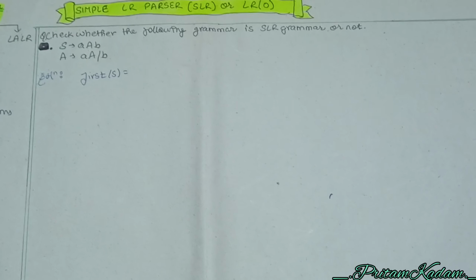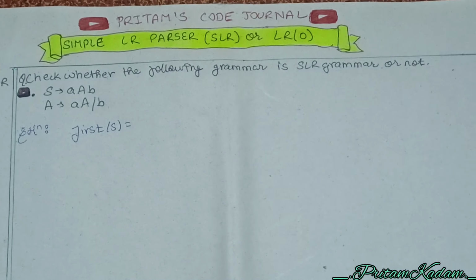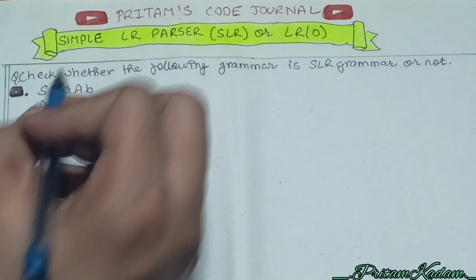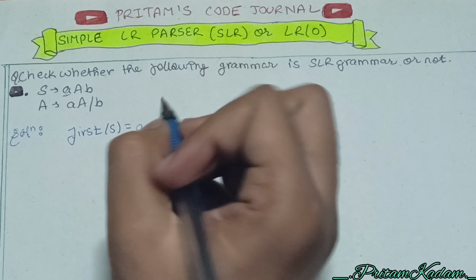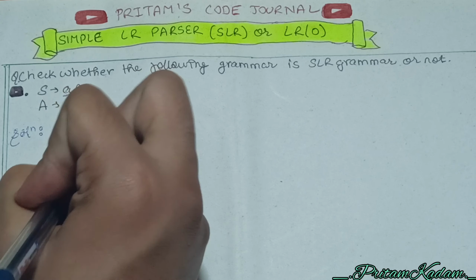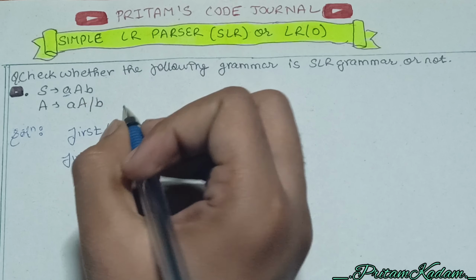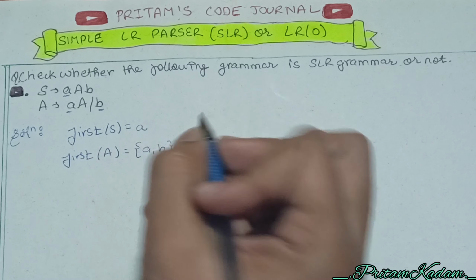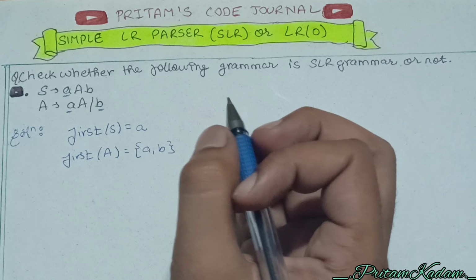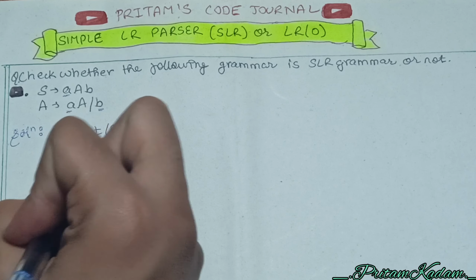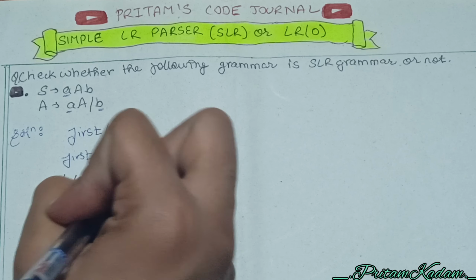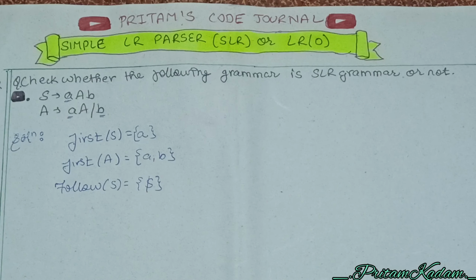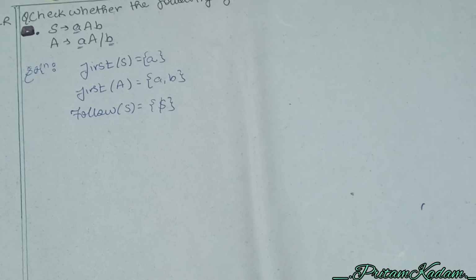Okay, so before that, let us find out the first and follow, because we will need follow for placing the values of the reduce in the parsing table. So first of S is small a only, and first of capital A, that is a non-terminal, is small a because of A gives small a capital A, and B because of the production A gives B. Okay, so now let us have the follow of these two, because we will write the reduce values in the parsing table in the follow of the finished states.